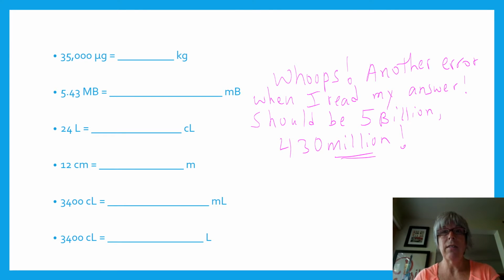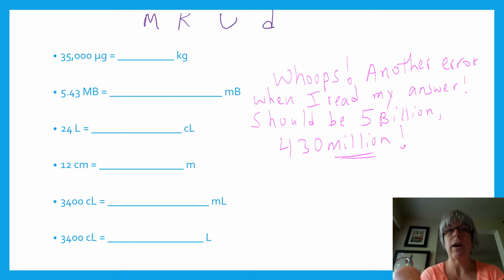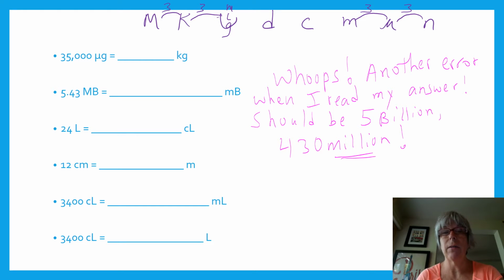In order to do these, I'm going to write my way of remembering the metric prefixes on top. So I have my, kitten, usually, drives, crazily, making, mice, nervous, power of 10 to the third here, 10 to the third here, 10 to the third here, 10 to the third here, and I'm going to remember meter, liter, gram goes here. So we have micrograms, and we want to change it to kilograms.